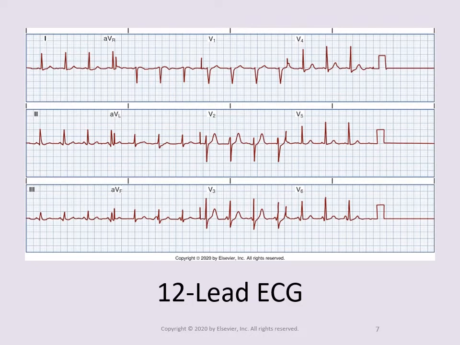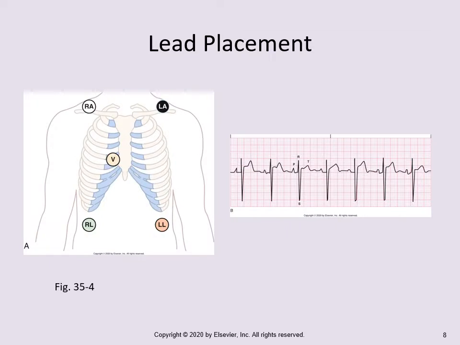This particular 12-lead EKG is a heart in normal sinus rhythm. This is the view of how leads are placed on a patient's chest in order to get the EKG rhythm that we're looking for. Figure A shows lead placement for V1 using a 5-lead system. V1 is the chest lead, LA is the left arm, LL is the left leg, RA is the right arm, RL is the right leg.